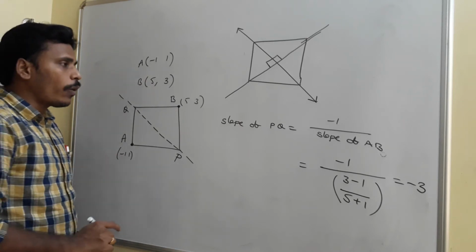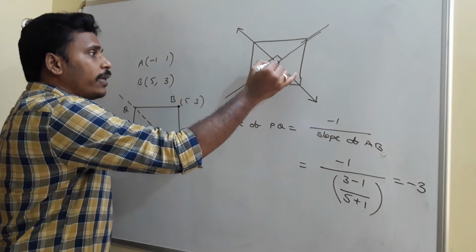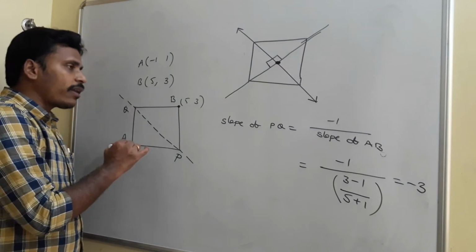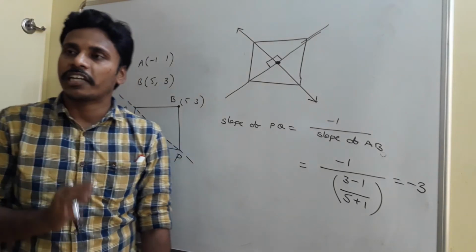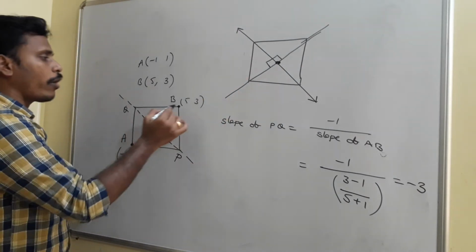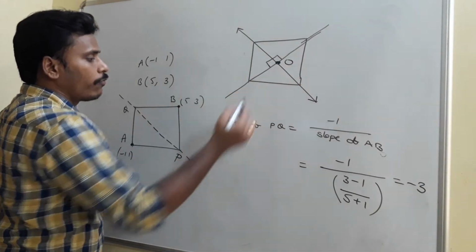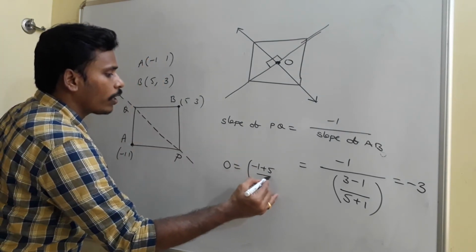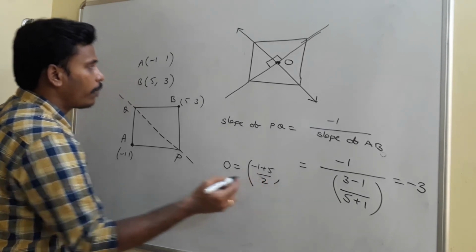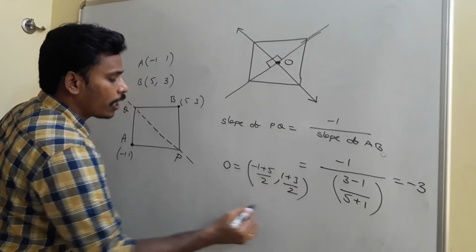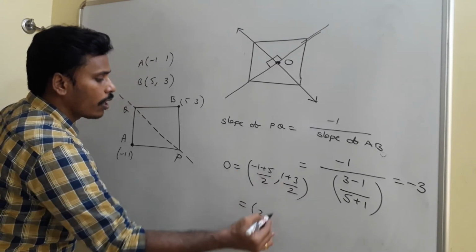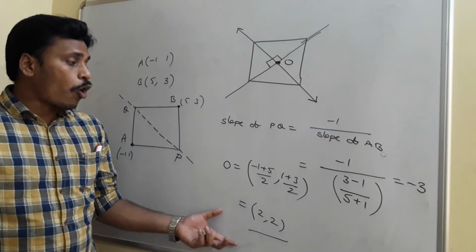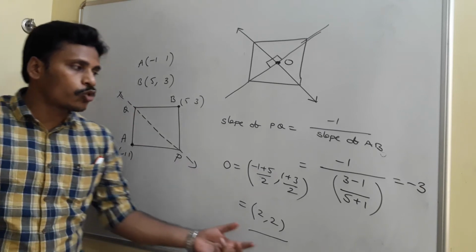We need the equation. For that, identify the midpoint of the diagonals, the intersection point of the diagonals. For a square, as for all parallelograms, diagonals bisect each other. This intersection point is the midpoint of these two. If you call the point O, then O is equal to the midpoint of AB. You can find it like (-1 plus 5) by 2 comma (1 plus 3) by 2, and on solving it, 4 by 2 is 2, and again 4 by 2 is 2. The point is (2, 2), and a point on the required diagonal PQ is (2, 2).